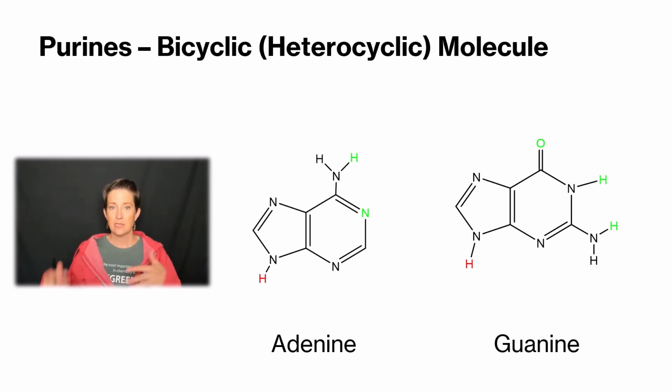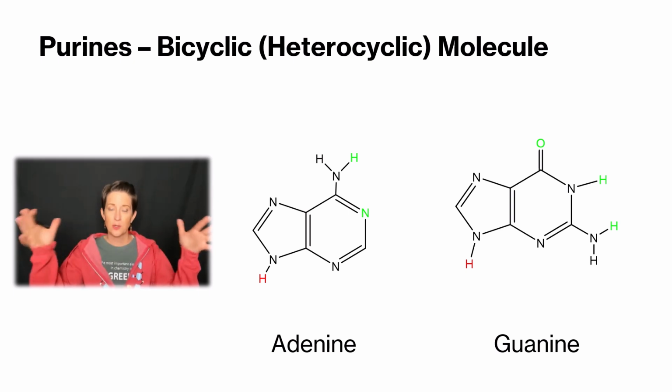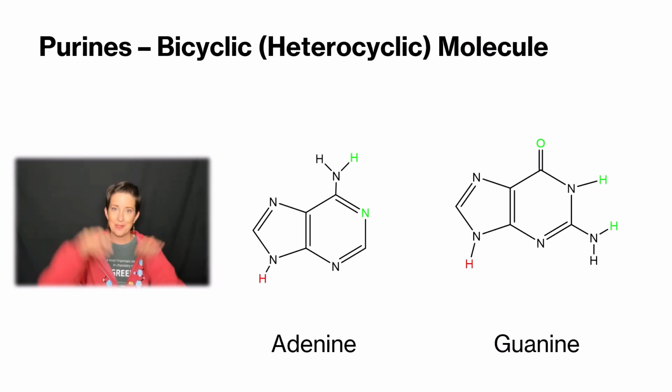Looking at our purines first. Purines are bicyclic, heterocyclic molecules. They have two rings that are fused together, so they share one side of their ring. One way I remember a purine versus a pyrimidine: purine is the shorter of the two names, so their structure is going to be bigger, like opposites attract.